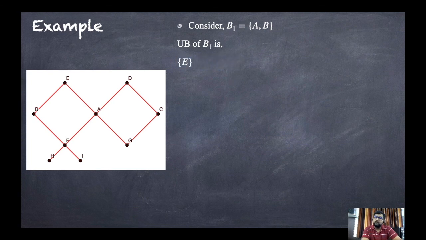Now what will be the lowest upper bound or least upper bound? But here as it is only one point, the least one is also E. So that is key.